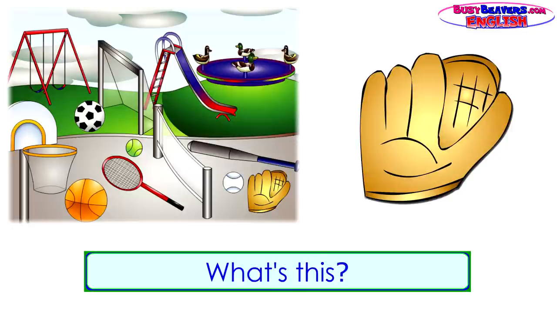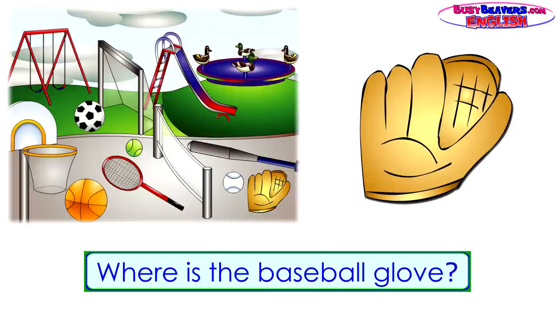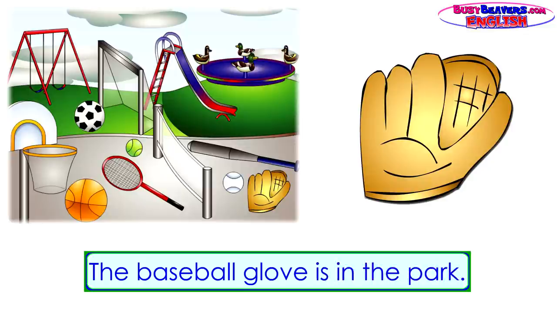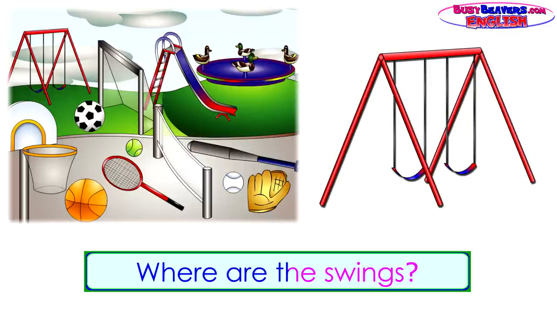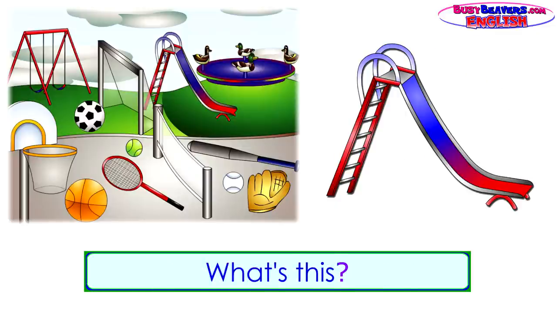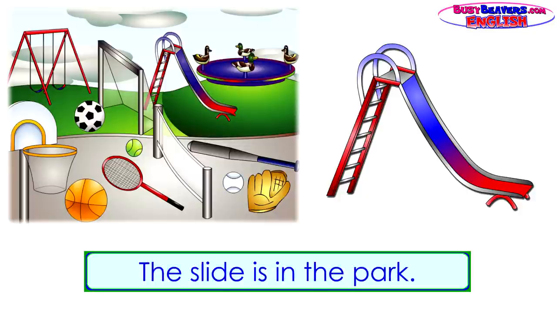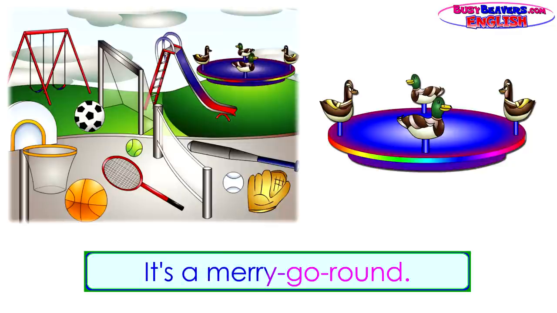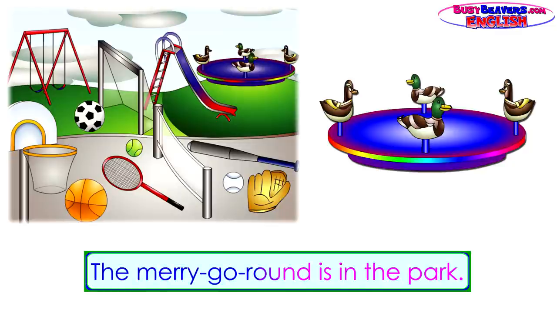What's this? It's a baseball glove. Where is the baseball glove? The baseball glove is in the park. What are these? Those are swings. Where are the swings? The swings are in the park. What's this? It's a slide. Where is the slide? The slide is in the park. What's this? It's a merry-go-round. Where is the merry-go-round? The merry-go-round is in the park.